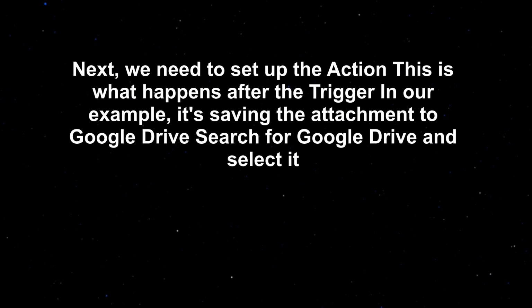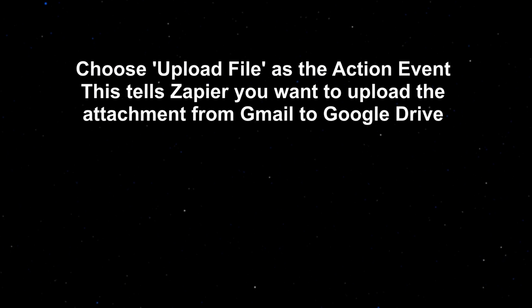This is what happens after the trigger. In our example, it's saving the attachment to Google Drive. Search for Google Drive and select it. Choose Upload File as the action event. This tells Zapier you want to upload the attachment from Gmail to Google Drive.